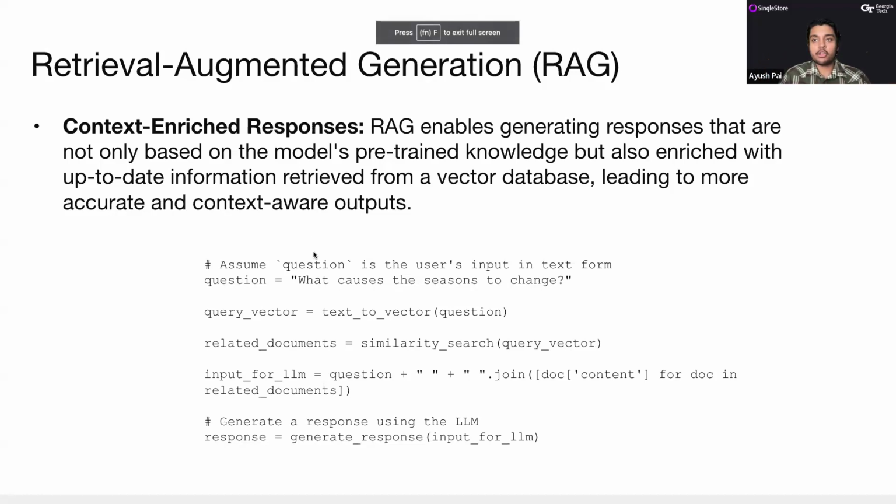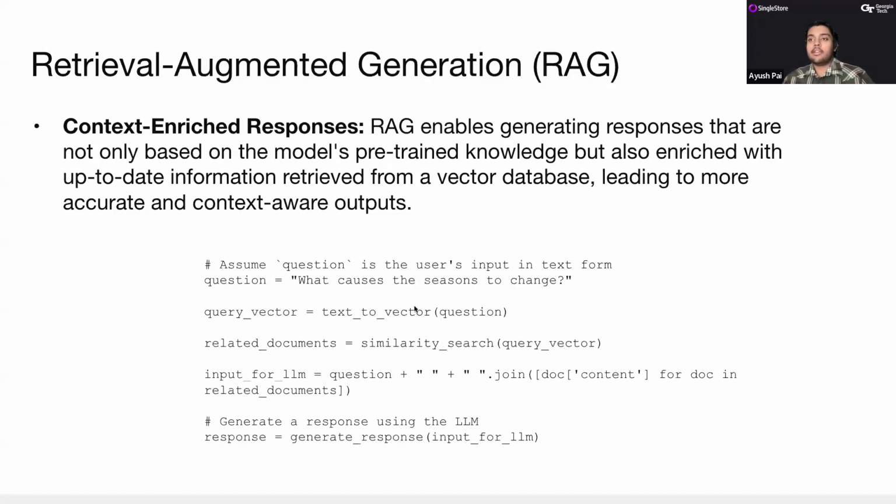If you look at this example code, we have the query vector, which is whatever the question from the user is. For example, this one is: what causes seasons to change. Then it does the similarity search, similar to what we did earlier, based on that query vector. The query vector is produced using this text-to-vector algorithm or model, which is, for example, an embedding model. You could use any embedding model you want there.